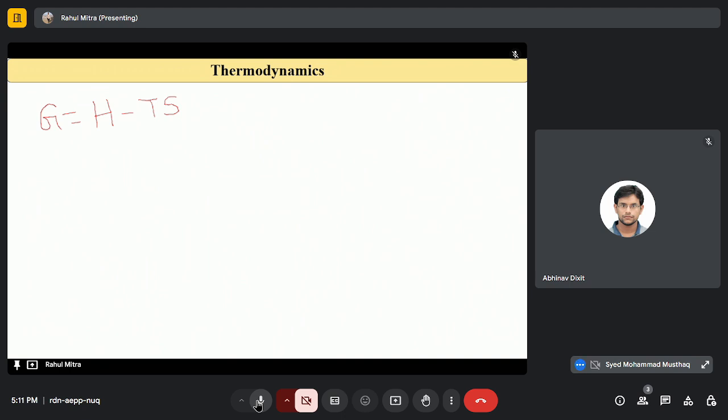Now, what I'm going to do is differentiate it. If I do the differentiation, it will turn out to be dG equals dH minus S dT minus T dS. Sorry, minus S dT minus T dS.